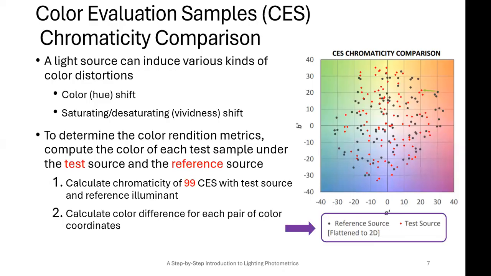With this TM30, which stands for Technical Memorandum number 30 by the IES, we look at 99 colors. With CRI, we only look at 8 colors. But in the better, newer metric, TM30, it's 99 colors. And we calculate the color difference in each pair. What I mean by pair is the reference source and the test source compared.